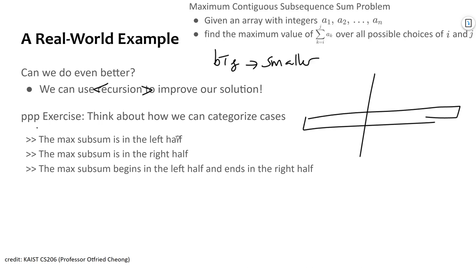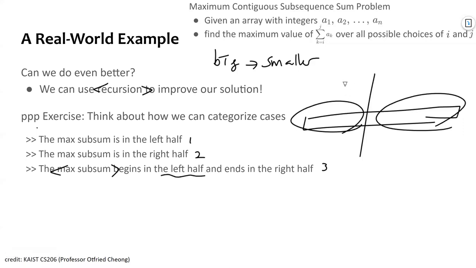The first case is the maximum subsum is in the left half, or the maximum subsum is in the right half. So that is the first and second cases. And the third case is the maximum subsum begins in the left half, so it starts from somewhere here, and ends in the right half, so here. So maximum subsum is located in this way. So these are 3 cases.